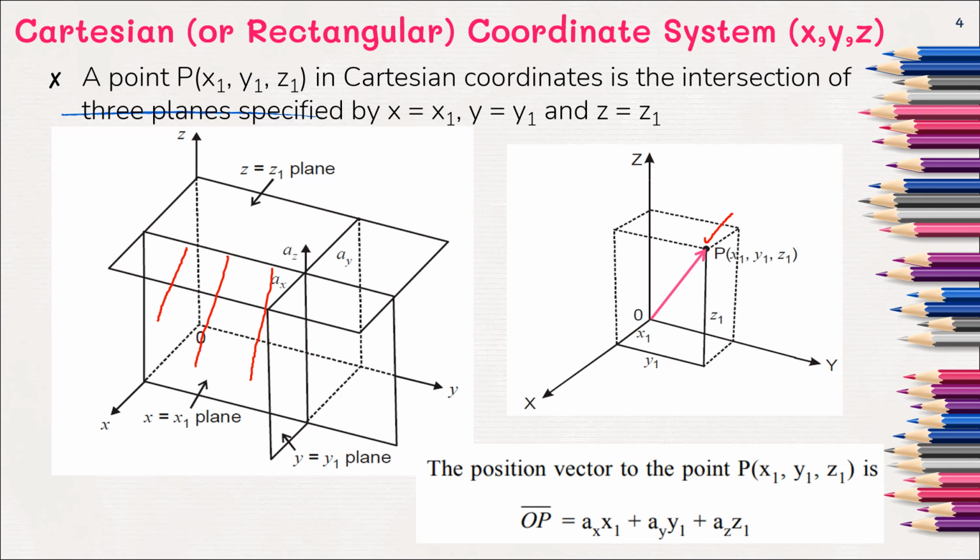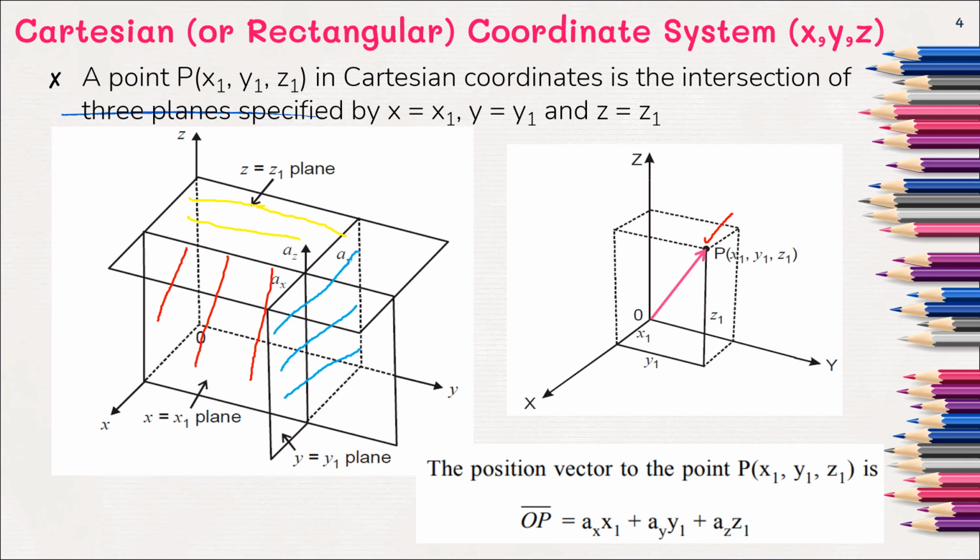See here, this plane, let me use a different color. This plane is the y1 plane. And you have one more plane. See here, where is that plane? This plane, that is, I'm drawing lines. Now this is going to be the z1 plane. So you have three planes, x1 plane, y1 plane and z1 plane. So any point P is going to be the intersection of three planes as represented here.